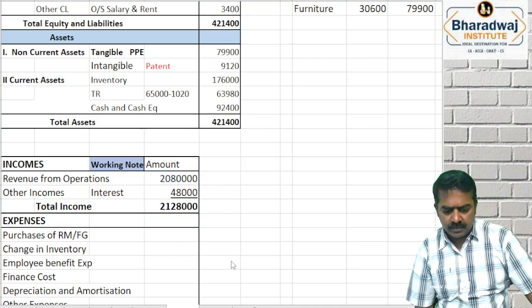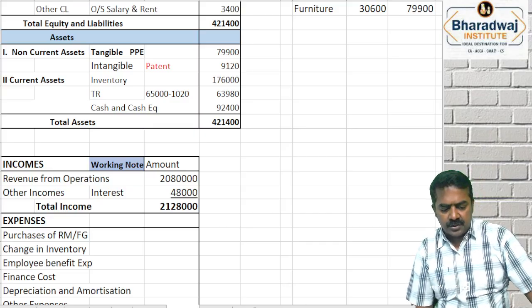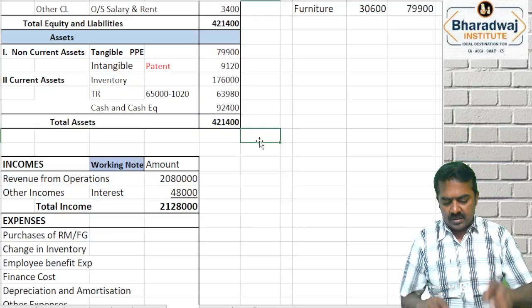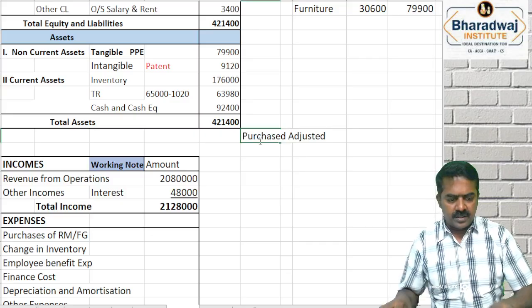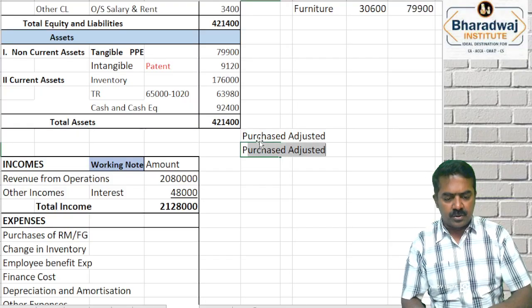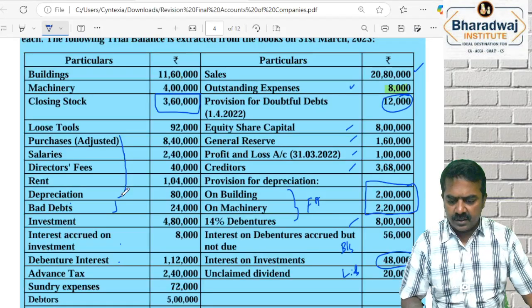Then what is the next one? Purchase of raw material and finished goods. See, I can reverse or code and do it. There are two methods of solving the question. One is purchases adjusted is given. Purchase adjusted means we have adjusted the closing stock. So how much are the gross purchases? What is the purchase adjusted given in the question? 8,40,000 is given in the question.